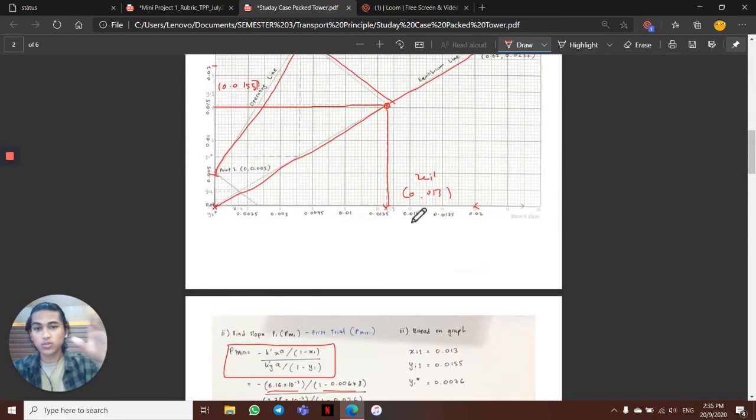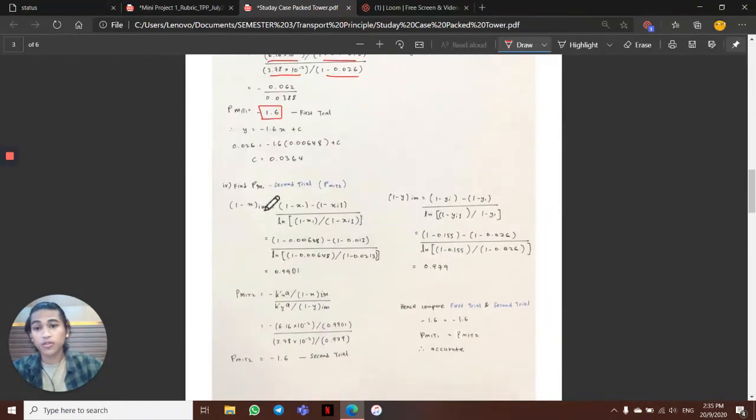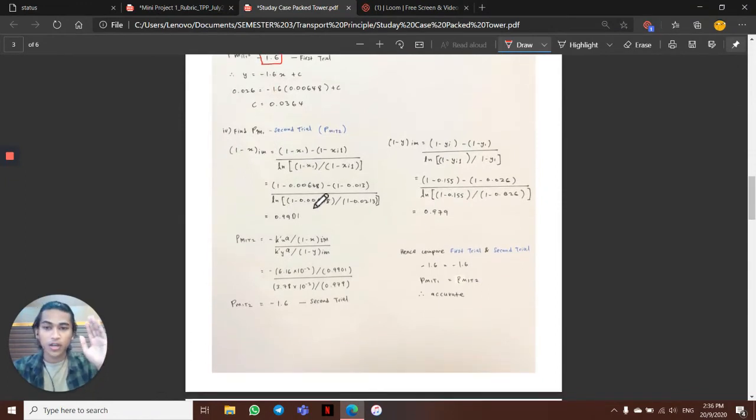Okay, so that's the first trial. The first trial is basically using the graph. Moving on, the second trial uses a formula from the appendix, theoretically. This is the second trial, so we label it as PM1 T2, which stands for second trial. First of all we have to find 1 minus x in bracket im and 1 minus y in bracket im to find the actual formula, which is PM1 T2.